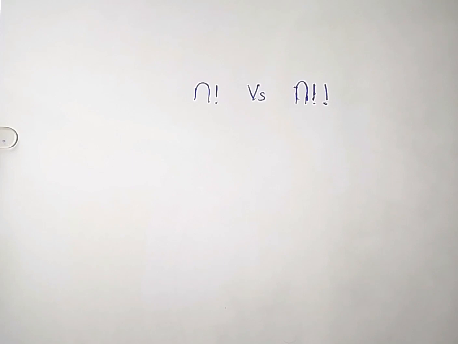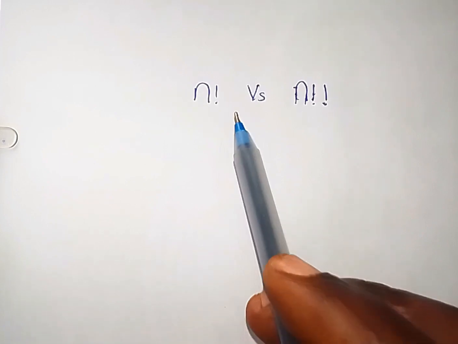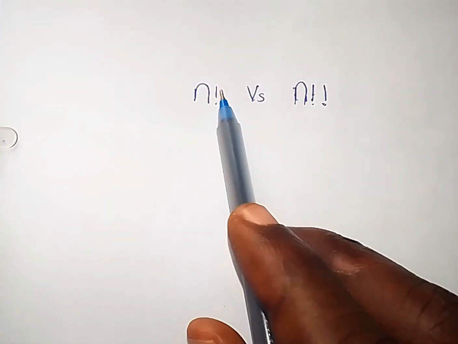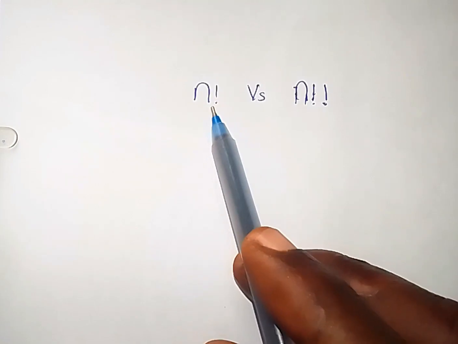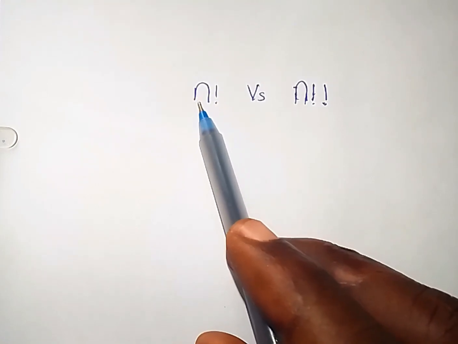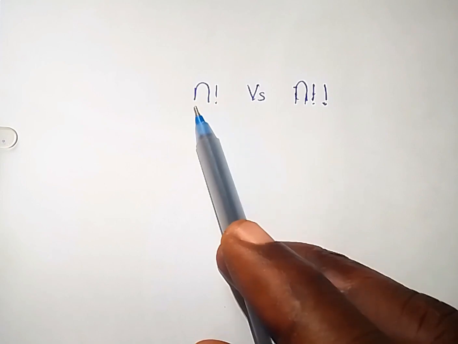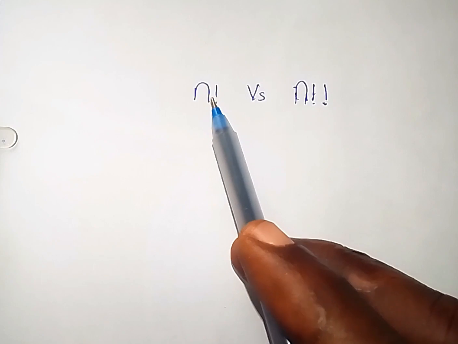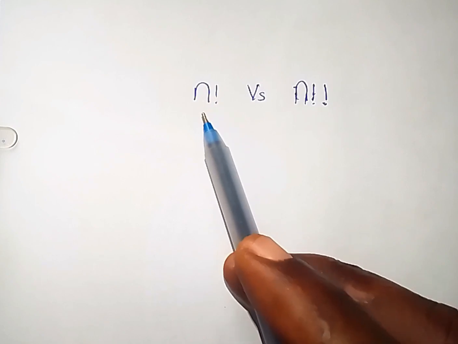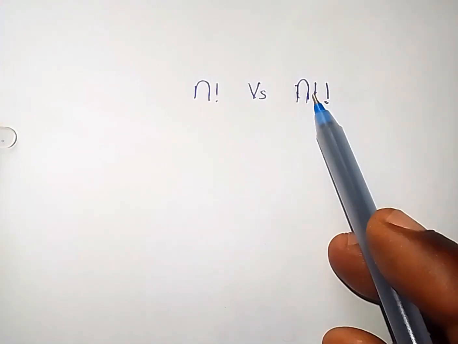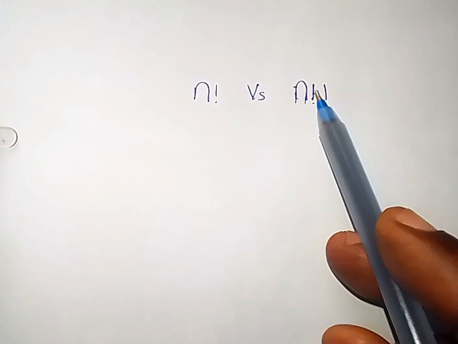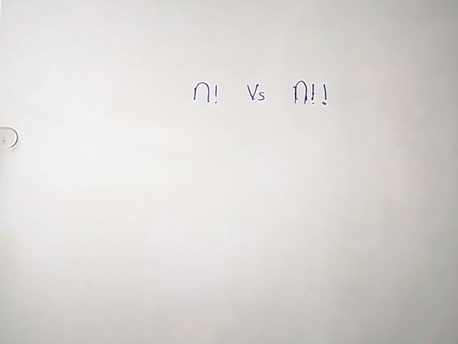Today let us look into the difference between factorial and double factorial. The factorial in mathematics is denoted as n, then with an exclamation sign. This n is any positive integer number, that is from 1, 2, 3, 4, 5, 6 upward. That is what we call a positive integer. Then double factorial is denoted as n, any positive integer, then with two exclamation marks. Then let's see what is the meaning of these two things.